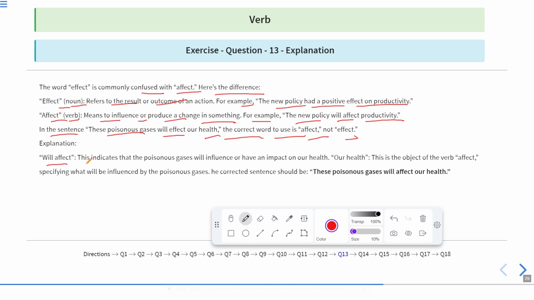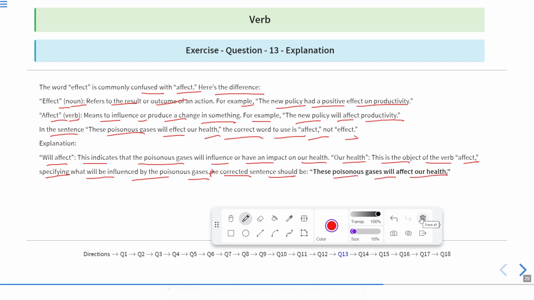Will affect. This indicates the poisonous gases will influence or have an impact on our health. Our health is the object of the verb affect, specifying what will be influenced by the poisonous gases. The corrected sentence should be, these poisonous gases will affect our health.